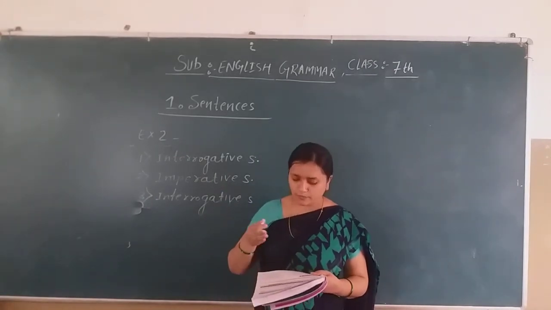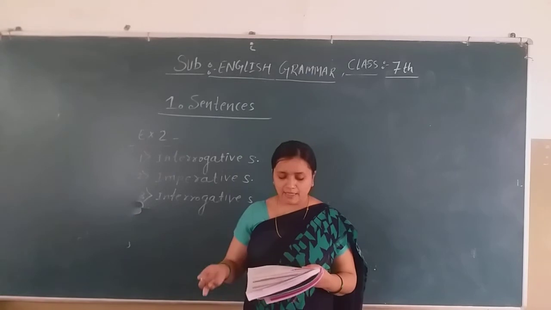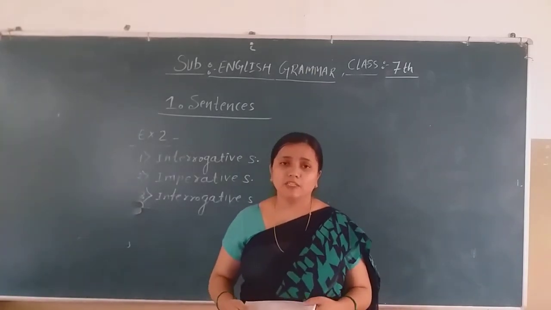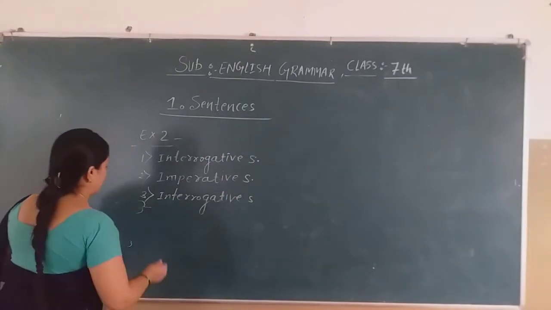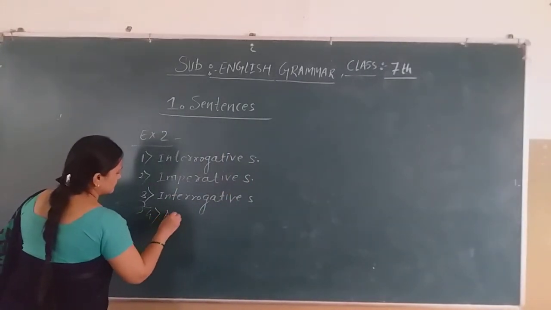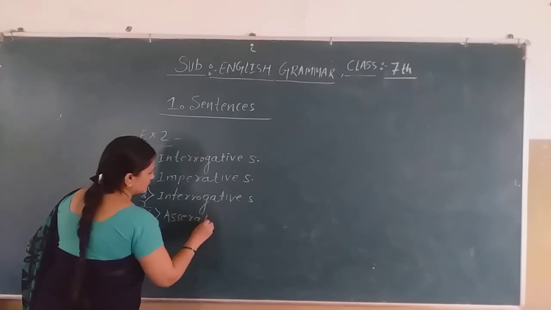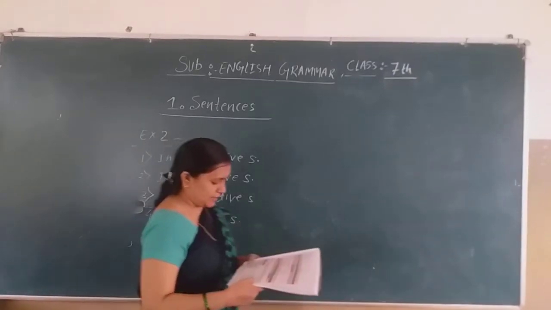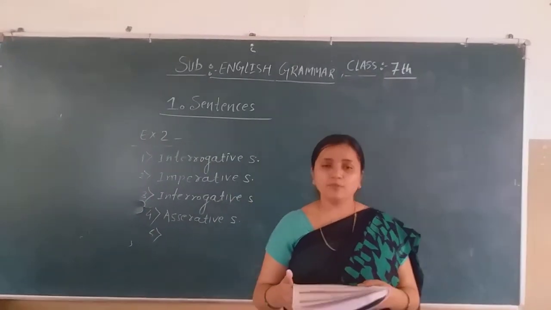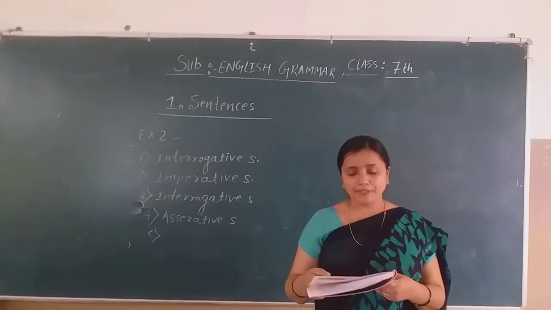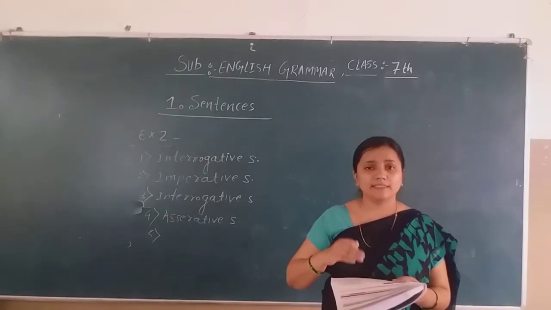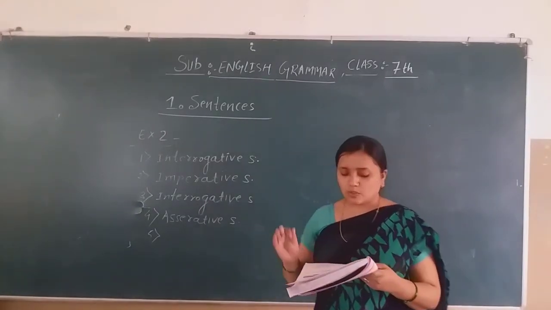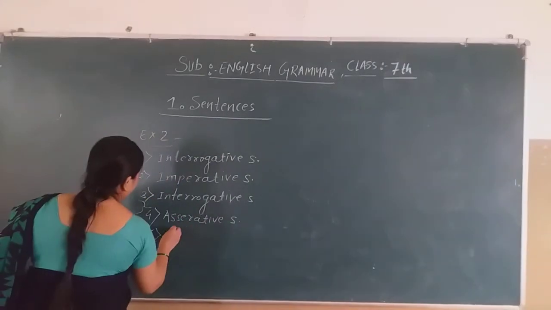Now the fourth one is, I do not know where she came from. So it is an assertive sentence where you can see the assertion. Now the fifth one, I asked him how old he was. So it's an assertive sentence.